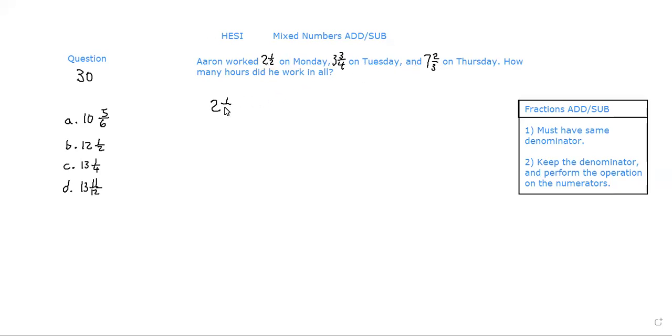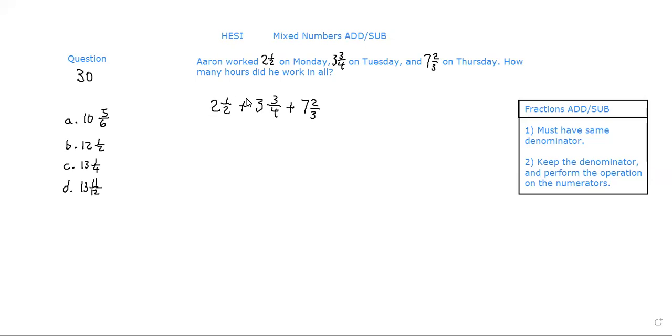2 1/2 plus 3 3/4 plus 7 2/3. Okay, so now that we have our equation, we just apply the rules of mathematics to it. So we look at these numbers and ask what type of numbers they are. We have a whole number part and a fractional part. This is called a mixed number.